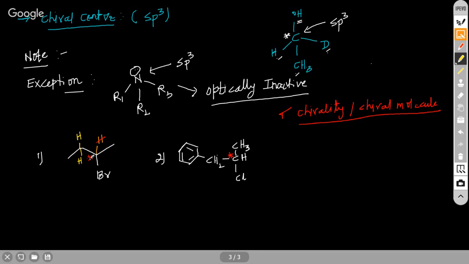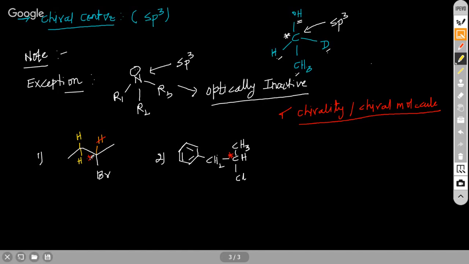One last line in this. If the molecule has only one chiral center, it is optically active. Only one chiral center, optically active. Remember, if you have 2-3 chiral centers present, then we cannot say whether it is optically active or not. If only one chiral center, it is optically active.